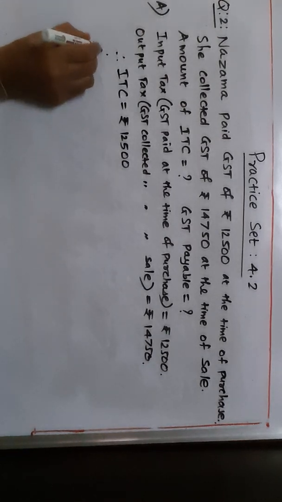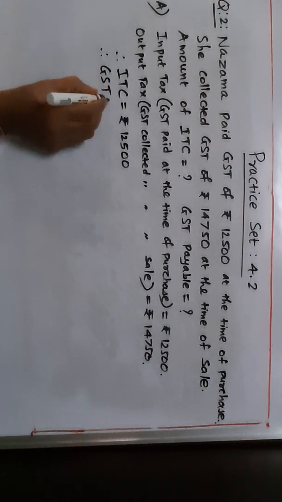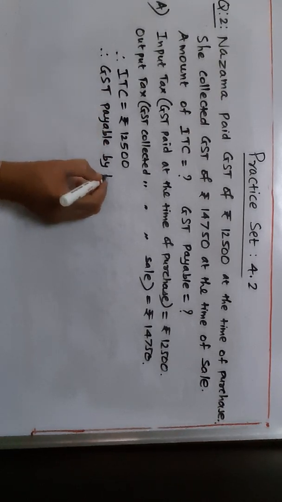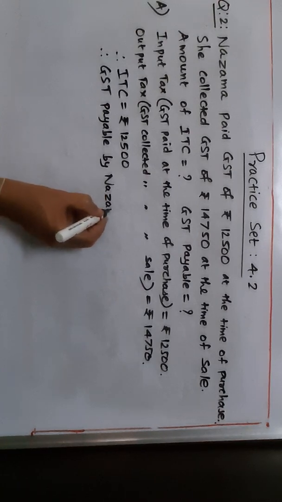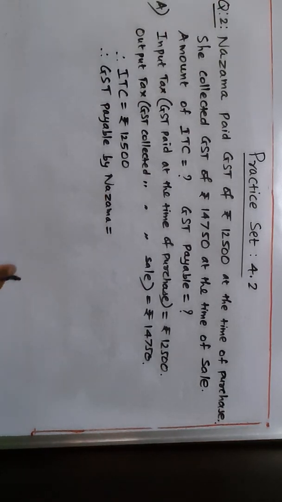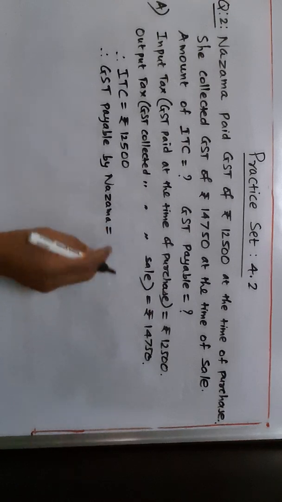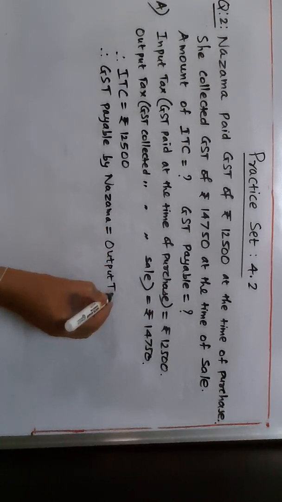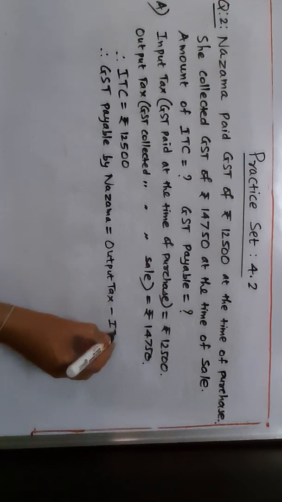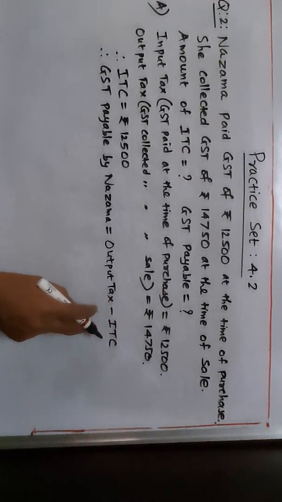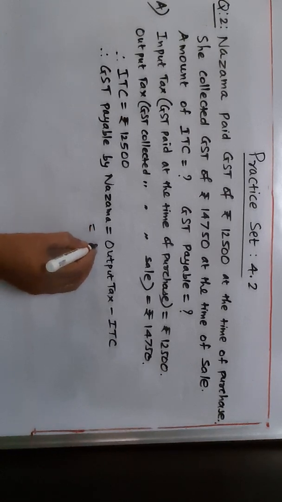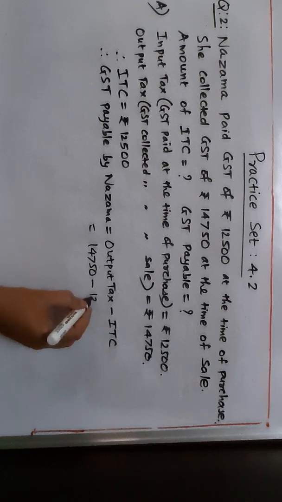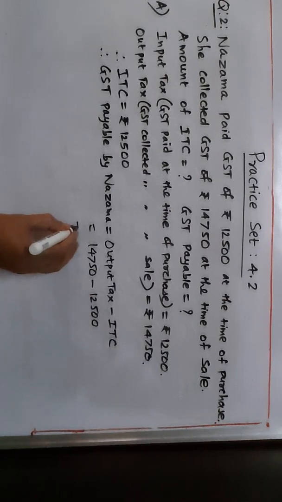Okay, and therefore the GST payable by Nazma. She is a trader, and so she is liable to pay the GST. GST payable is output tax minus ITC, the input tax credit she has. The output tax is 14,750 rupees. From this, her credited tax of 12,500 rupees is to be subtracted.